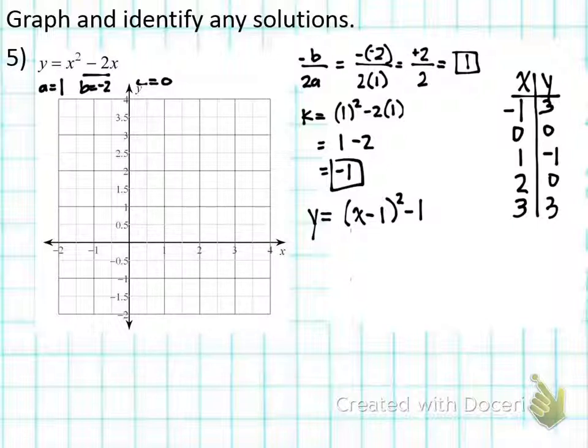Okay, so now we're graphing this. Let's start with the vertex always. So 1, -1. I once observed a math teacher. They always had their students draw a heart for the vertex because they knew it was the center, the heart of the quadratic. So you could do that. Okay, 0, 0. Next one is -1, 3. 2, 0. And 3, 3. Okay, now we're going to graph this line.